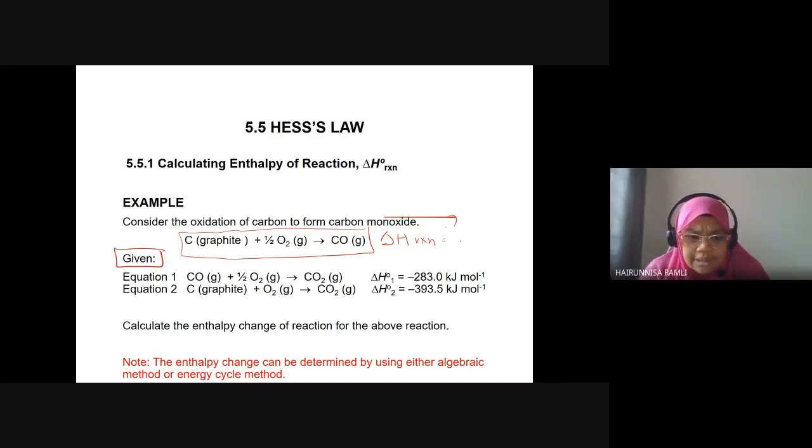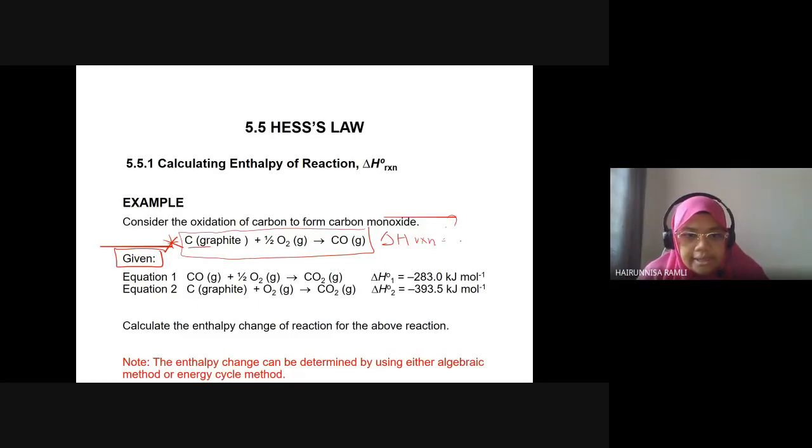Okay, so for example, equation 1. We have CO plus half O2 produce CO2. So this is the value. And then equation 2 pun samalah, ada value dia. So calculate the enthalpy change of reaction for the above reaction. So your target is here. Okay, benda pertama yang you nak tengok. Okay, saya explain using algebraic method dulu eh.